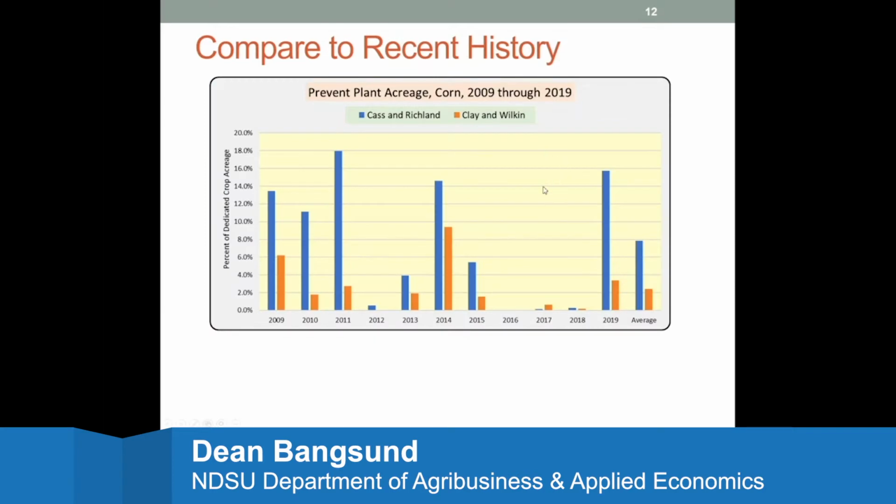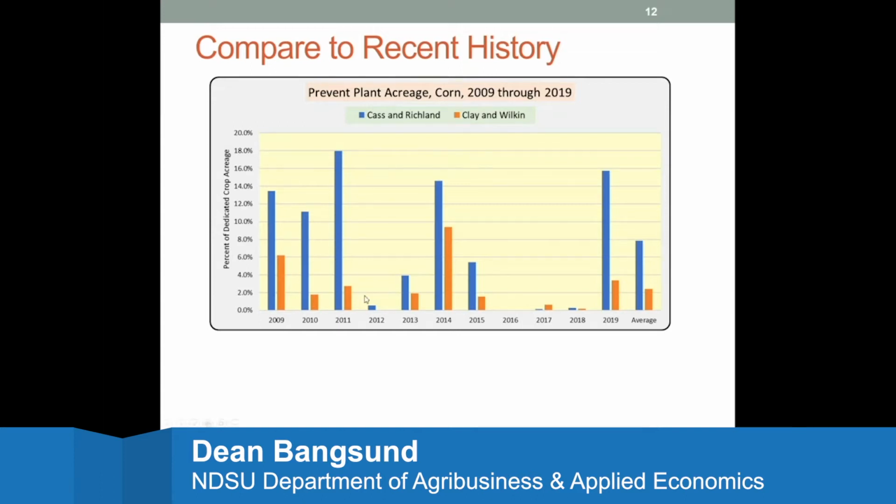So here's maybe more in line with what I'm suggesting with that concept. This is actual prevent plant acreage for corn. The blue bars are Cass and Richland County in North Dakota. The orange bars are Clay and Wilkin. And you can see here that this is the percent of land dedicated to that crop acreage in the county. In other words, what's the crop rotation percentage? It's based on how many total acres there are, and then what share of those acres didn't get planted.